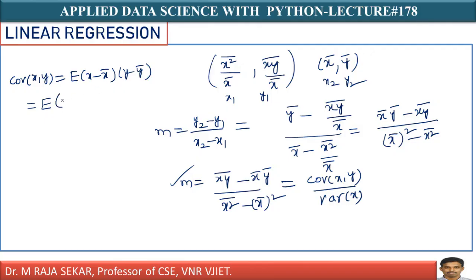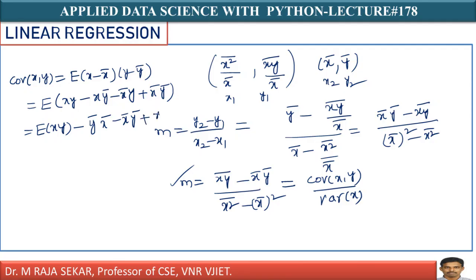Just see, x into y is xy, minus x ȳ, minus x̄ y, plus x̄ ȳ, isn't it? Therefore, I can write E of xy minus ȳ, which is constant, into E of x, which is x̄. x̄ is constant, E of y means ȳ. x̄ȳ is constant, so that only I will get. E of xy I can say is \overline{xy}. Therefore, these two terms will get cancelled.